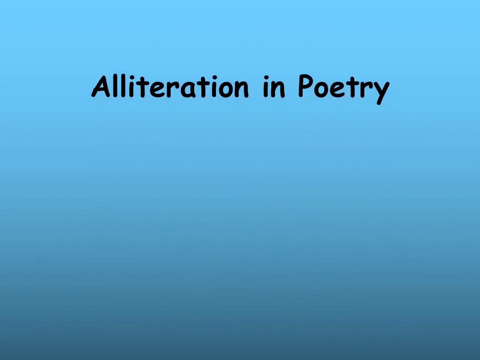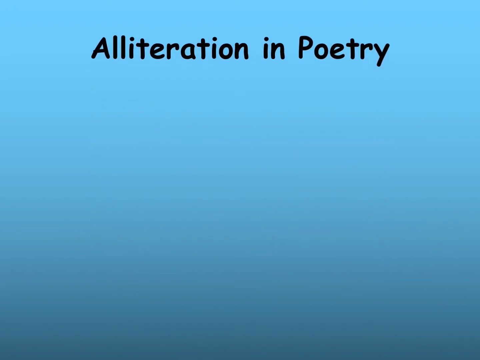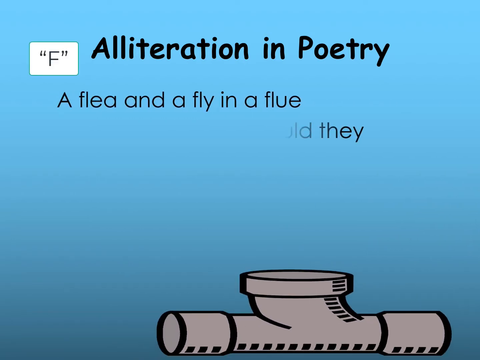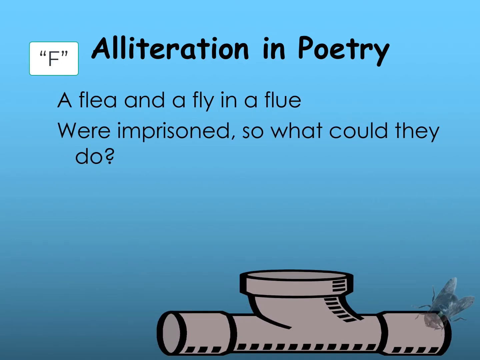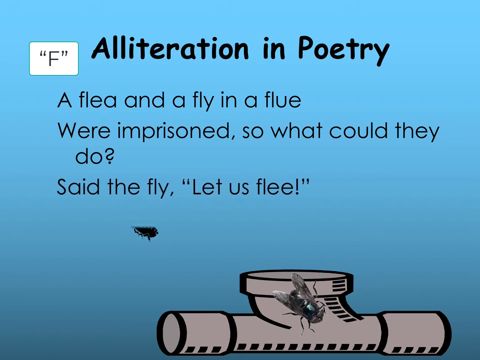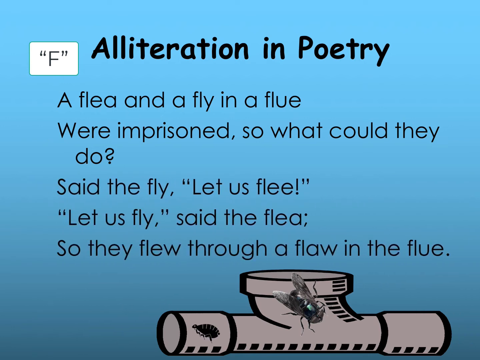The next one is when we focus with alliteration in poetry. So here's an example of that. A flea and a fly and a flue were imprisoned, so what could they do? Said the fly, let us flee. Let us fly, said the flea, so they flew through a flaw in the flue.